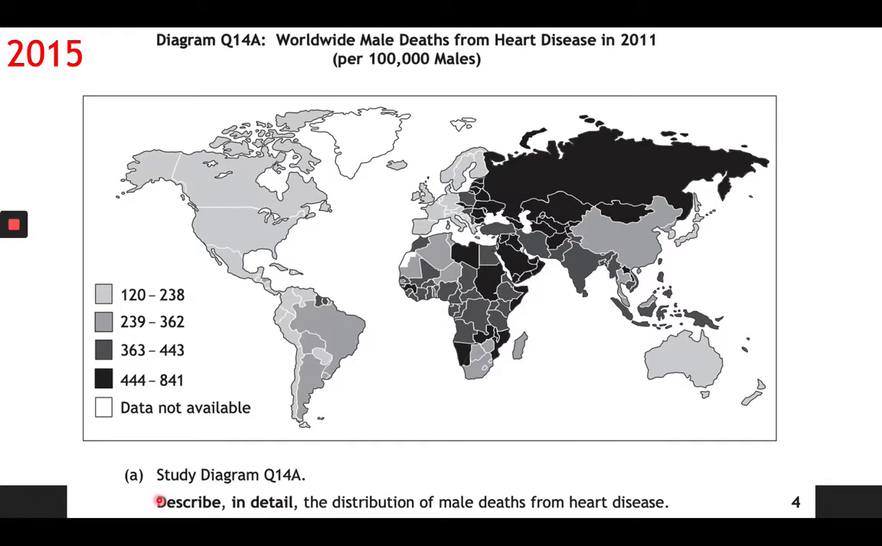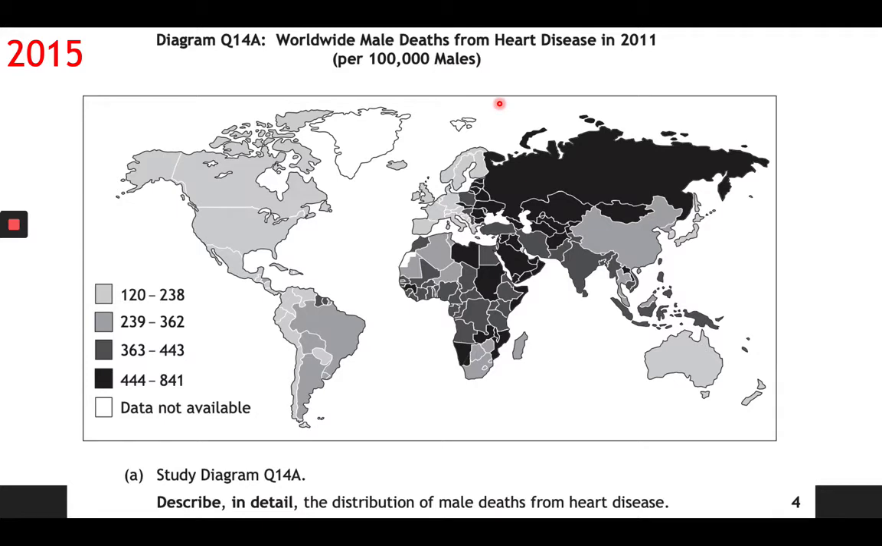So let's look at the question. It says, describe in detail the distribution of male deaths from heart disease, and it's worth 4 marks. So if it says data not available, don't ever use that because you're never going to get a mark. So you need to tell me where heart disease is most common. Okay, where the deaths from heart disease is most common. So you might want to say, in Russia, there are 444 to 841 deaths per 100,000 as a result of heart disease.